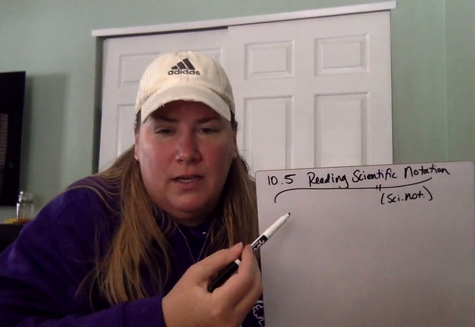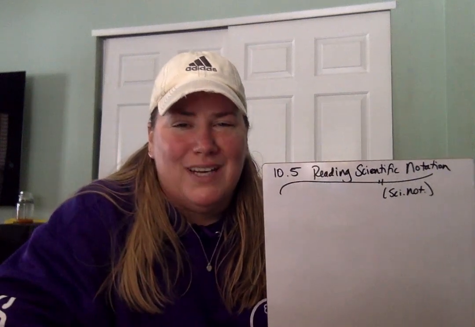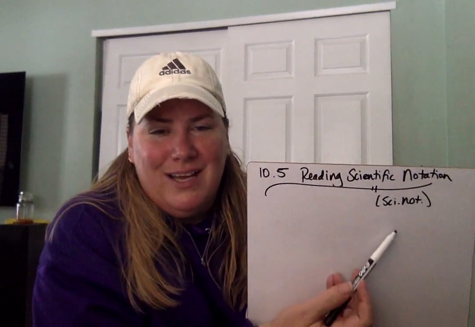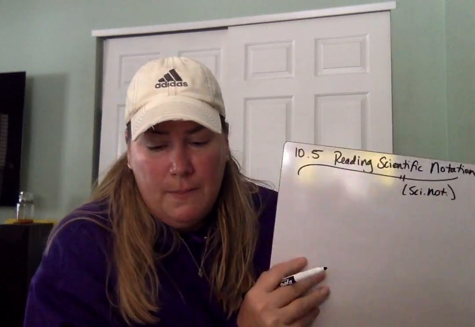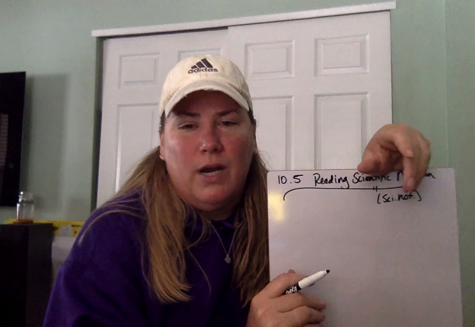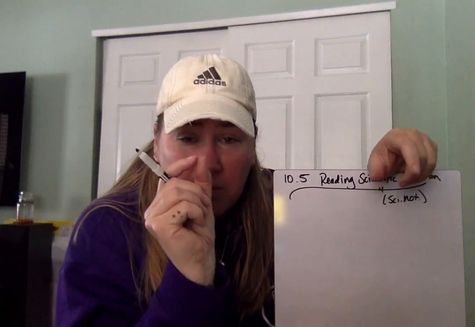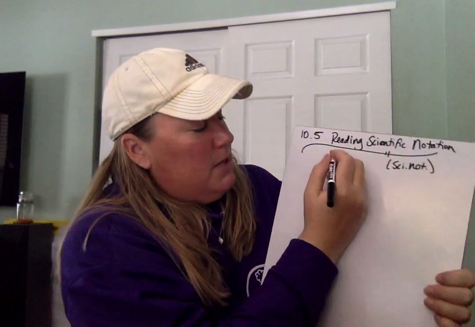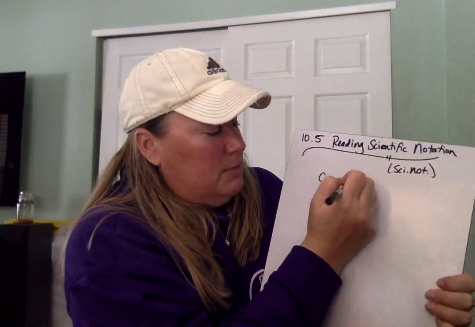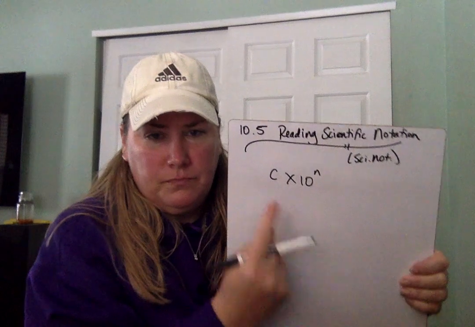10.5. This one's today specifically about reading scientific notation, and I abbreviate it as Sci-Not. So when you see that, just know that I'm talking about scientific notation. Scientific notation is a way to write really, really small numbers and really, really big numbers in a condensed form. The form that it takes is C times 10 to the n power.